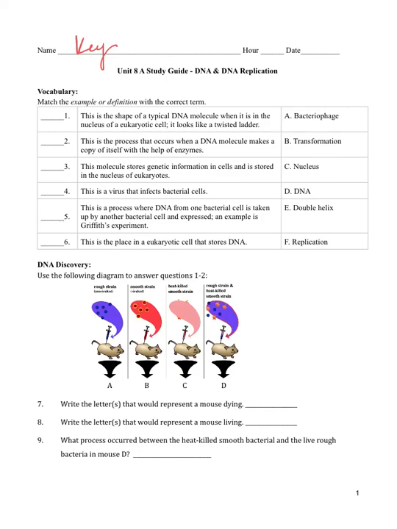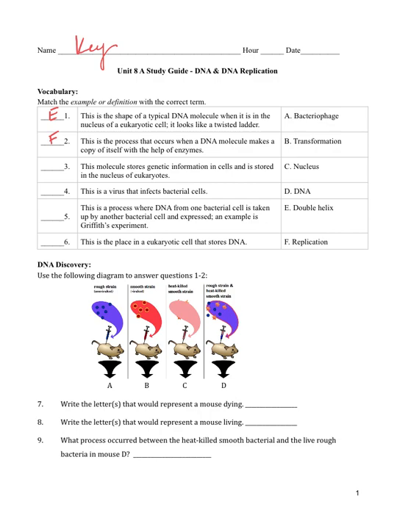All right, today we're going to go over the study guide for the Unit 8A exam. So first we're going to go through some vocabulary. Number 1 says, this is the shape of a typical DNA molecule when it's in the nucleus of a eukaryotic cell. This is when it looks like a twisted ladder, and the name of that shape is E, the double helix. Number 2. This is the process that occurs when a DNA molecule makes a copy of itself with the help of enzymes. So when DNA is being copied, the name of that process is replication. So number 2 is F.